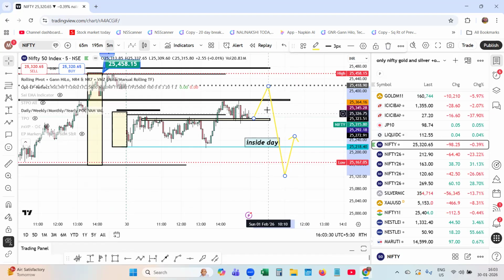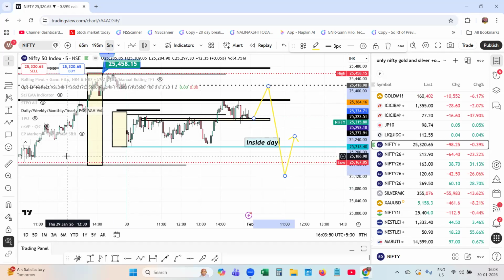Anything can happen, but the upper boundary to note for Sunday's trade is 25,417. Before the budget announcement, the market may go up and then it may trade in the range too. So this is how you can take the trade.